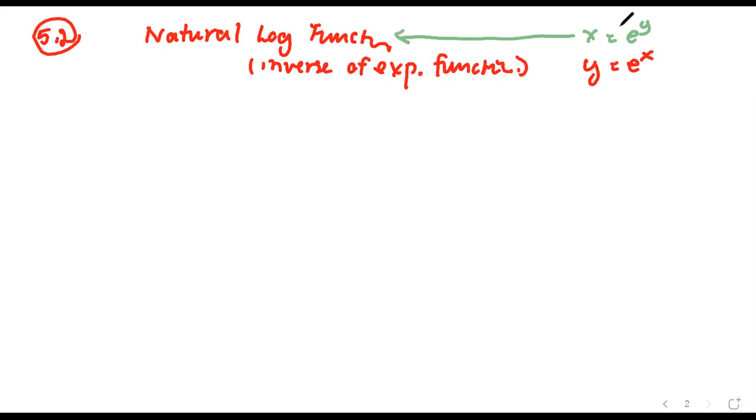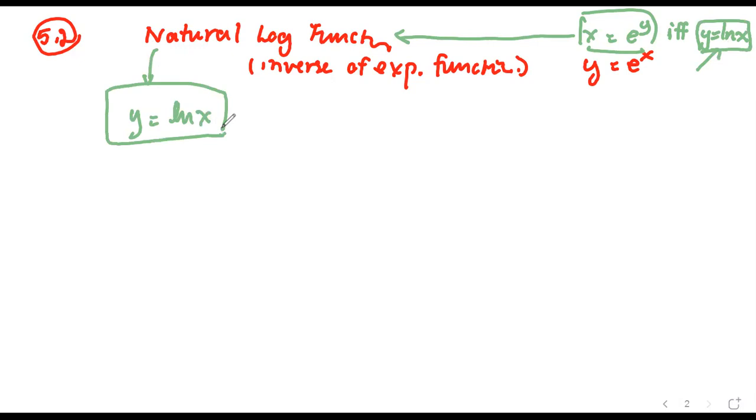So the exponential form x equals e to the power y is equivalent to, I put if and only if here, y equals the log, or ln, of x. Ln means the natural log, or the log base e, where e is the natural number, of the quantity x. So that's why it's called the natural log function. So we talk about y equals the natural log of x, and x is the input.